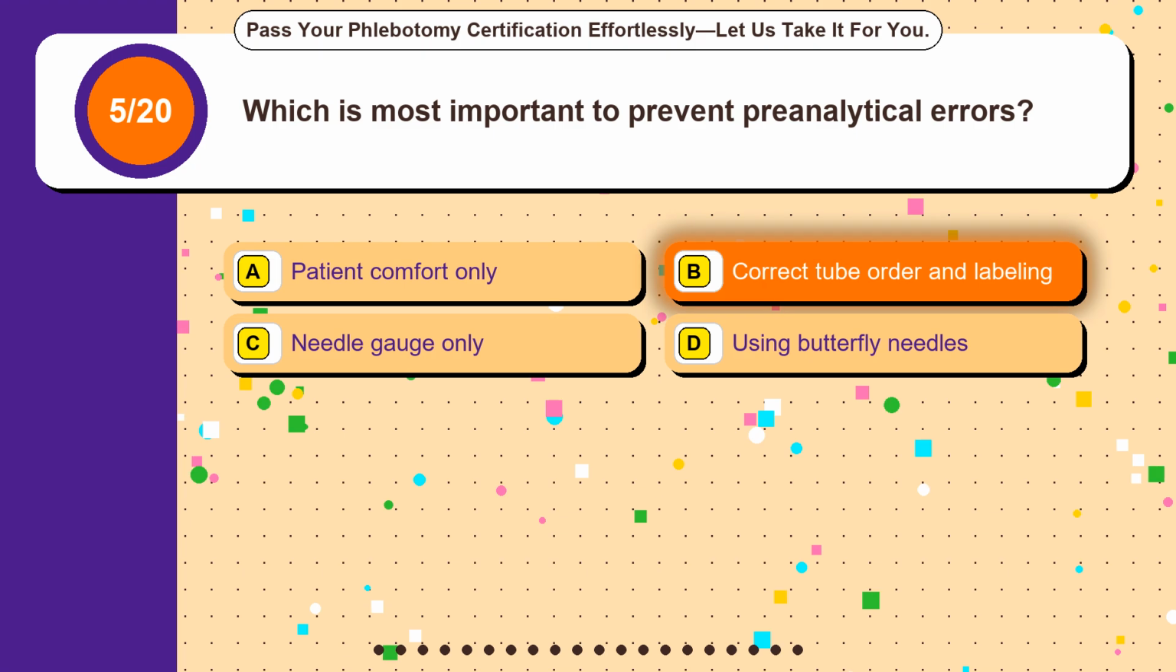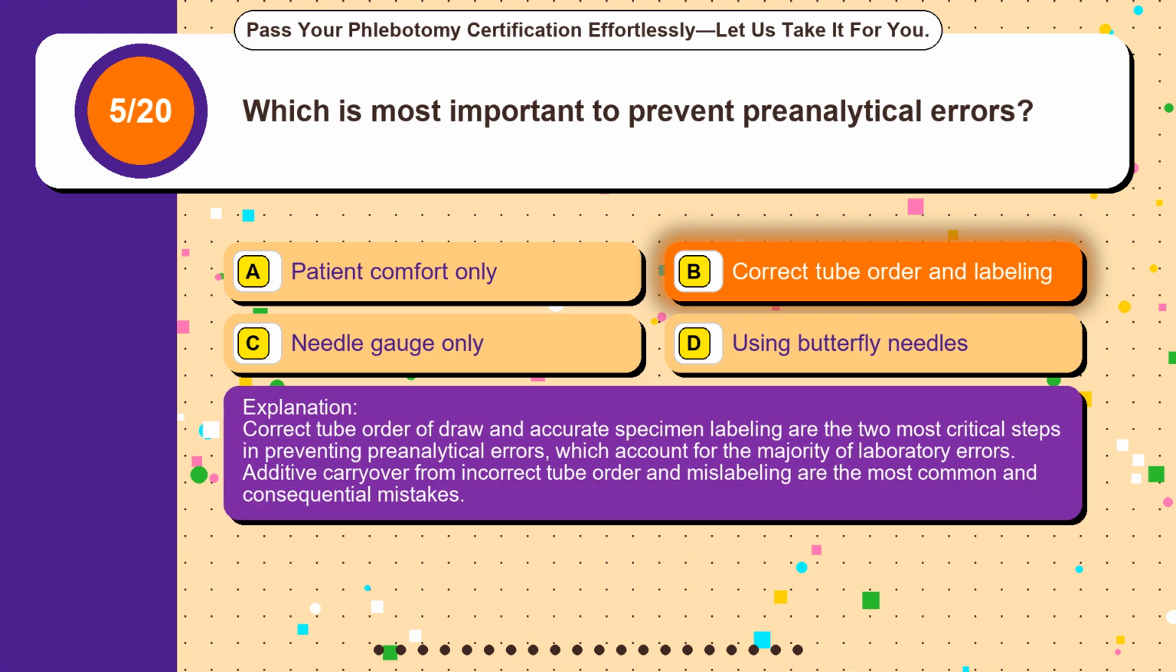Correct tube order and labeling. Correct tube order of draw and accurate specimen labeling are the two most critical steps in preventing preanalytical errors, which account for the majority of laboratory errors. Additive carryover from incorrect tube order and mislabeling are the most common and consequential mistakes.